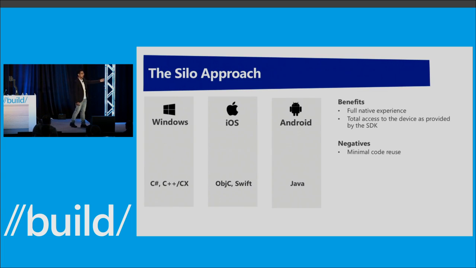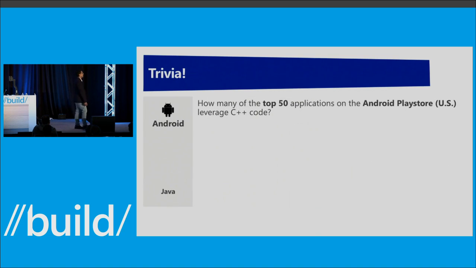Now imagine I'm actually creating a new feature on my application that's been targeting all these 3 platforms. I have to go write it 3 times. I have to write it in C++ or CX or C# on Windows, Objective-C for iOS, Java for Android, and so on. So that's not good. As a result, your development cost over a period of time increases, right?